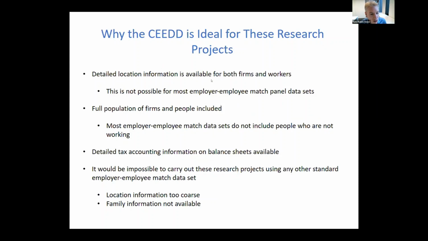So as I said, I think the detailed location information is really unique, and that's really useful for us. The fact that you have full populations rather than just samples allows for doing some stuff you couldn't do with other somewhat analogous data sets. I think there is a lot of potential in the detailed tax accounting information that we certainly haven't exploited, but could be exploited in other research projects. And I just don't see another data set out there that has this sort of location information, this sort of family relationship information, and the population.